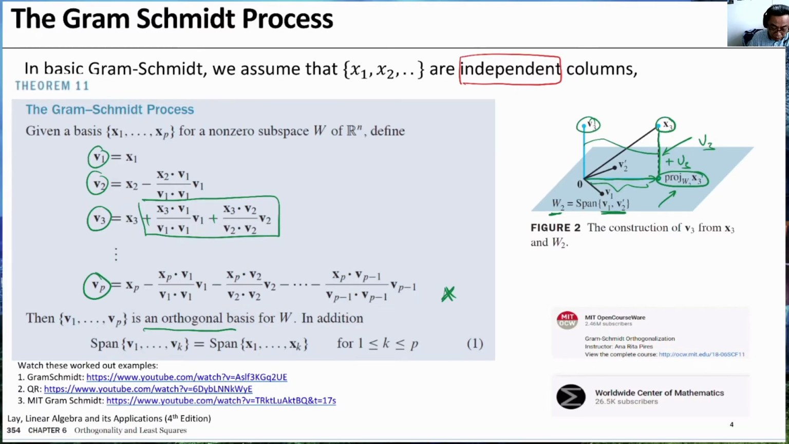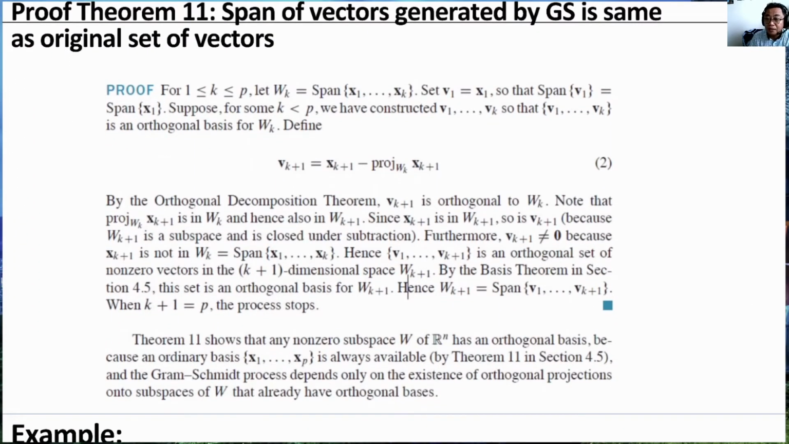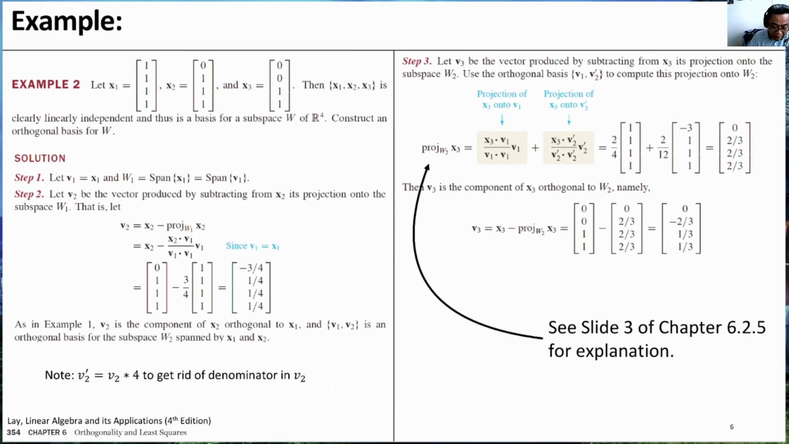The next slide I took from Lay, which gives the detailed proof of this, but we will not go through it here. You can read it. And now we follow by an example.